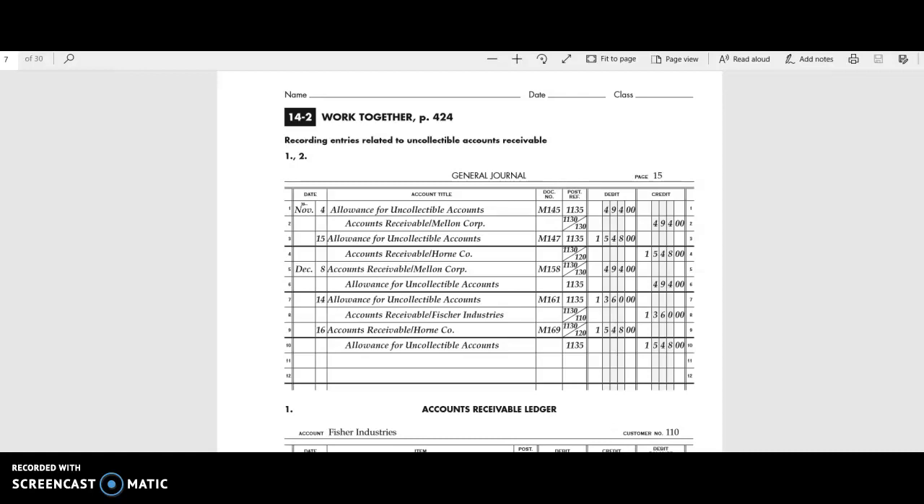Okay, so let's start with the general journal here, December 8. Now, because they paid us, what we're going to do is debit account receivable, because by paying us, that means we're reopening it. Right now, that general account has a zero balance. So we're going to debit both accounts receivable and Mellon Corporation. Our source document is memo 158 for $494.